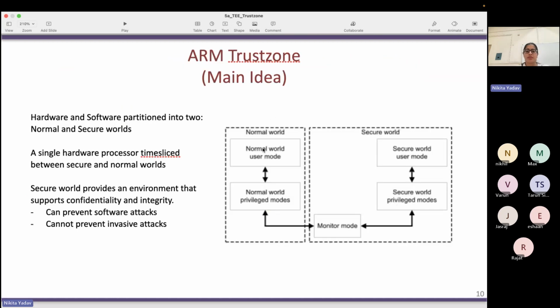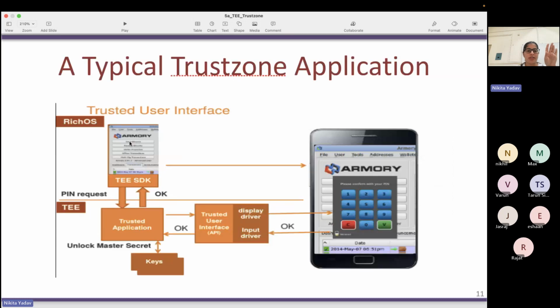Okay, so there are these two different worlds: normal world and secure world. Normal world is where your app, this ARM application, was originally running. When you have to enter your pin, let's say it's a payment application, to verify a transaction, then it is going to switch to the secure world, and then the secure world will start a trusted application. The trusted application is going to start, and then it is going to read the value from the display.